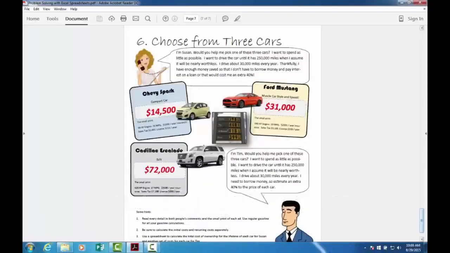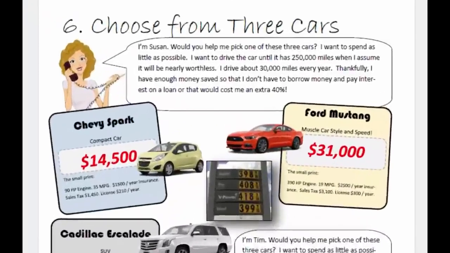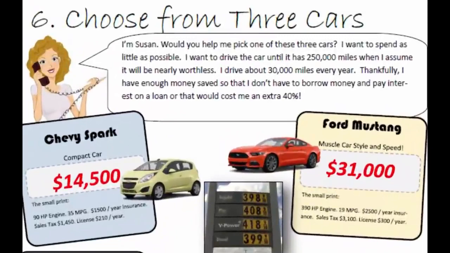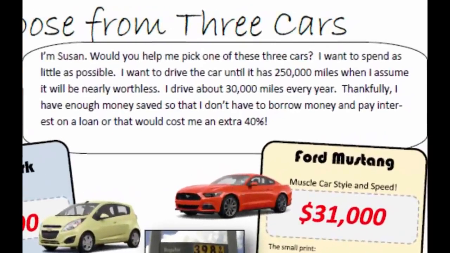Welcome to the last in the series of Excel problem solvers. On this video, Susan and Tim are asking us to help them purchase a car. Susan says, "Would you help me pick one of these 3 cars? I want to spend as little as possible. I want to drive the car until it has 250,000 miles when I assume it will be nearly worthless. I drive about 30,000 miles every year. Thankfully, I have enough money to save so I don't have to borrow money and pay interest on a loan that would cost me an extra 40%."